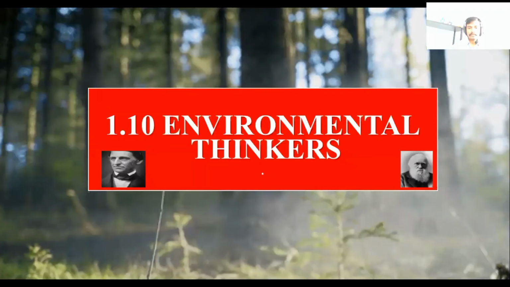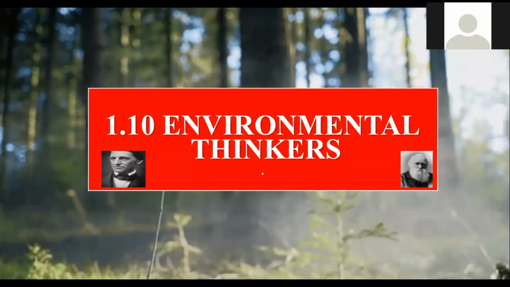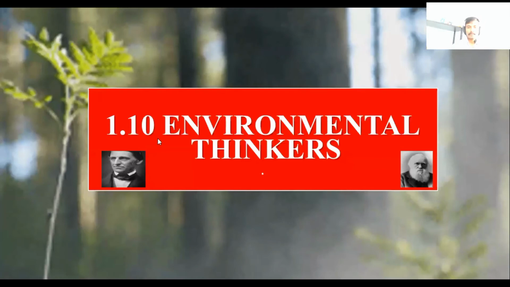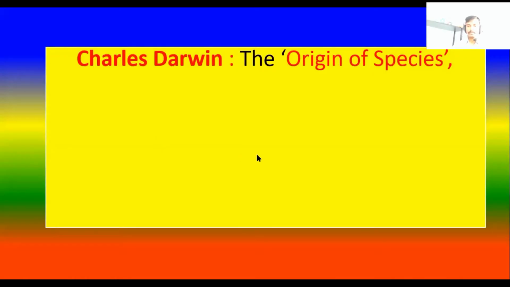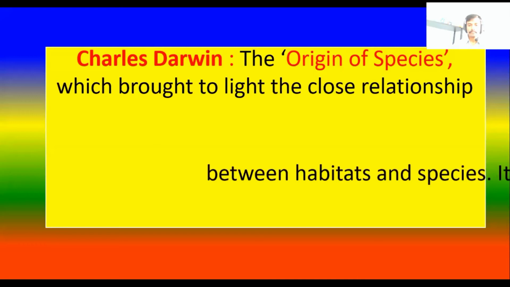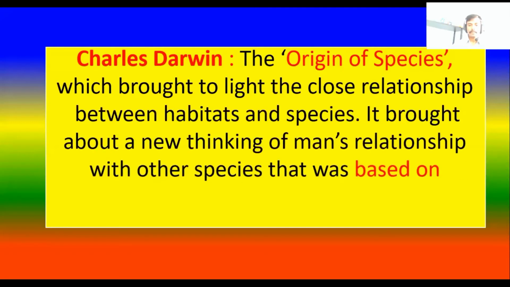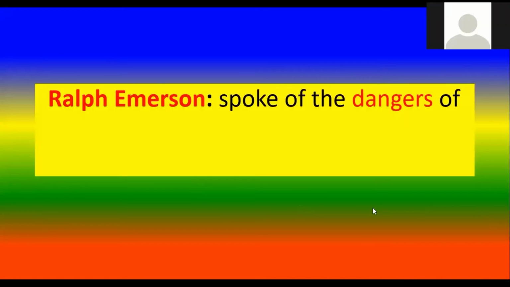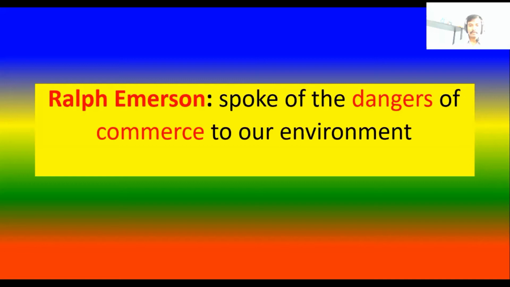Next section, environmental thinkers. This question may be asked in competitive examinations nowadays, in government as well as central, state as well as international competitions. First, Charles Darwin, Origin of Species, based on evolution. Then Emerson.